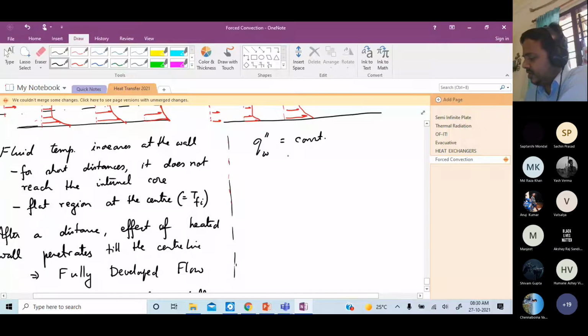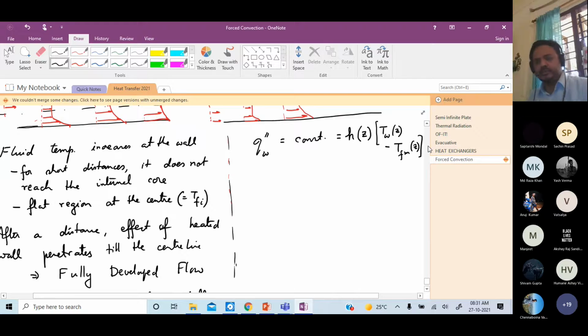And what is that? That is h(z) times T_wall(z) minus T_fluid mean of z. Okay.